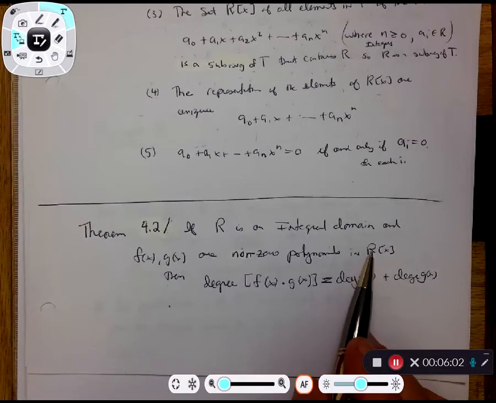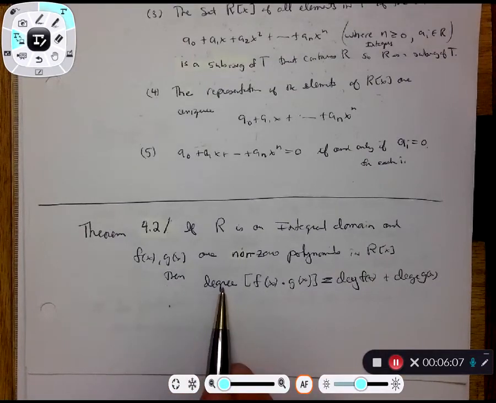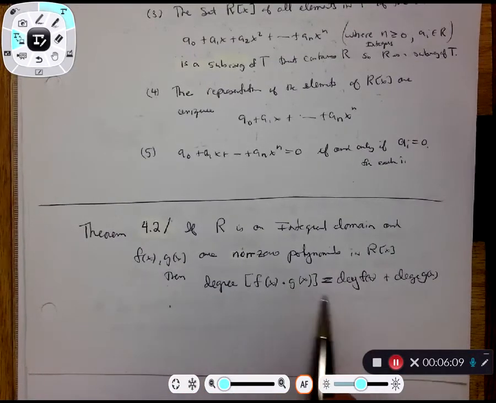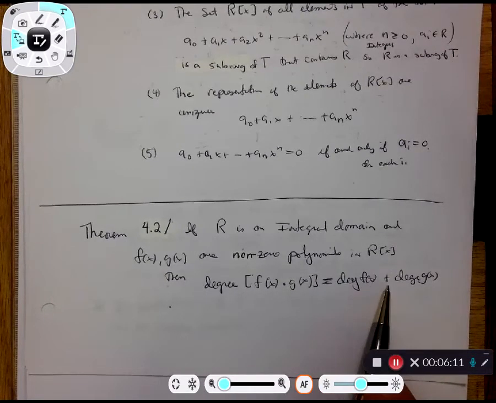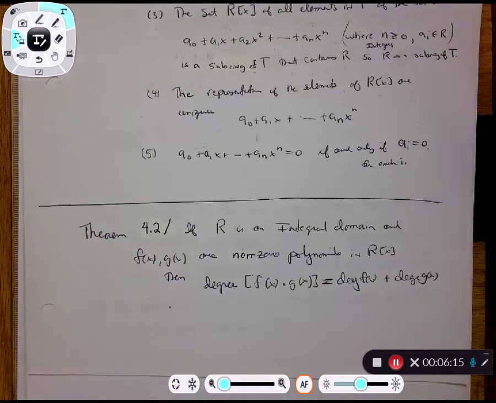Okay, remember R is an integral domain. Then we're going to have this situation that the degree of f(x) times g(x) will actually be equal to the degree of f(x) plus the degree of g(x). Now this is something that we talk about and study in high school about degrees of polynomials. By definition, the degree is the largest exponent in your polynomial.